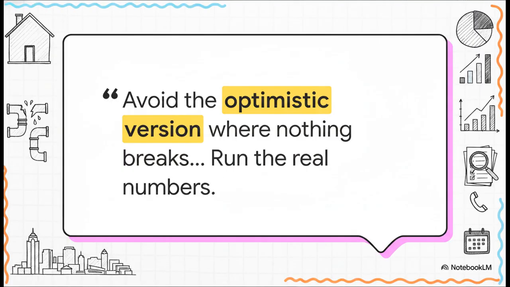I want to leave you with this final thought as we wrap up this explainer. Avoid the optimistic version where nothing ever breaks and the unit is never empty. Always run the real numbers. Knowing how to filter fast and underwrite accurately is exactly how you win in this market. Are you ready to find out what your next prospective property will actually cost you?